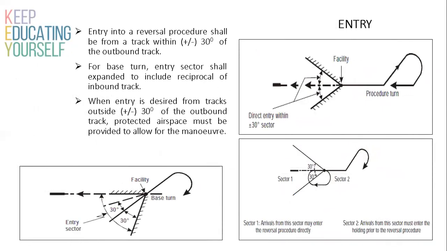Entry into a reversal procedure shall be from a track within plus or minus 30 degrees of the outbound track. For base turn, entry sector shall be expanded to include reciprocal of inbound track. When entry is desired from tracks outside plus or minus 30 degrees of the outbound track, protected airspace must be provided to allow for the maneuver of the aircraft.